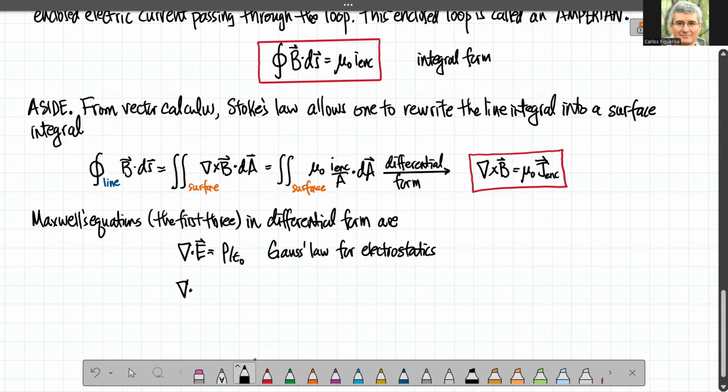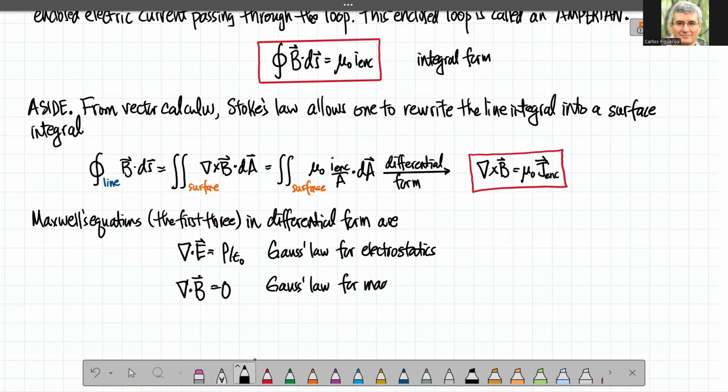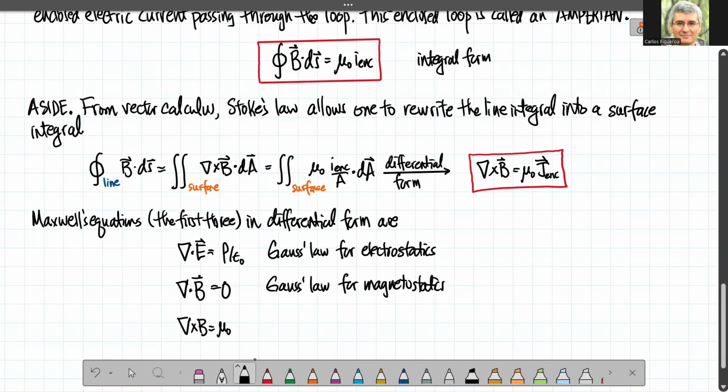We have del dot B equal to 0. This is Gauss's law for magnetostatics. And then finally, we have del cross B, which is equal to mu times J. This is the Biot-Savart law, or Ampere's law.